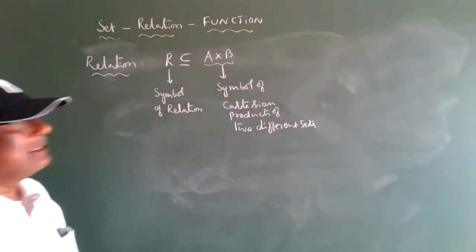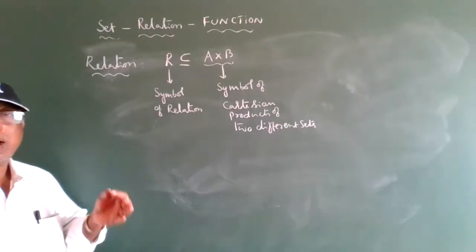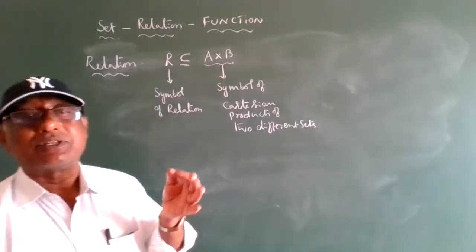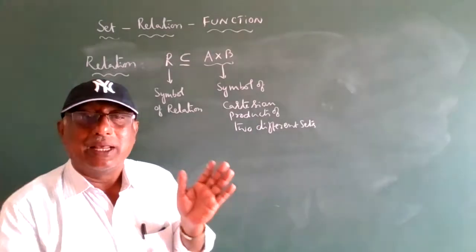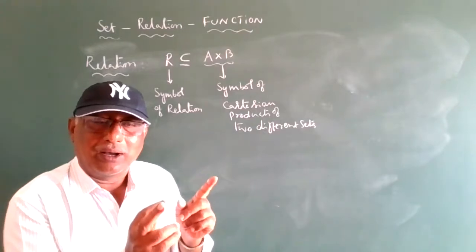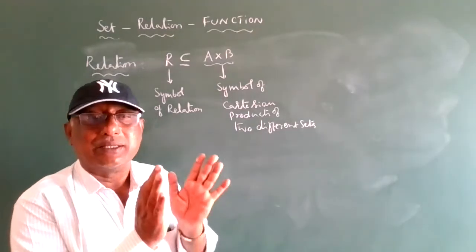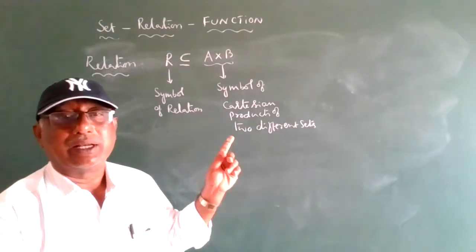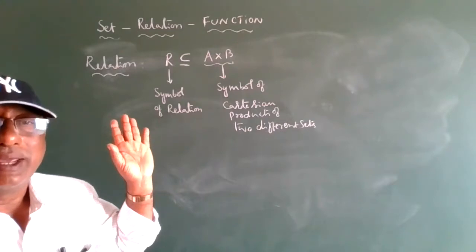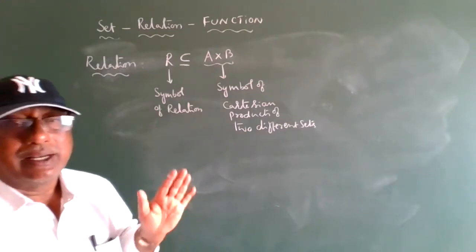So these are the symbols I will write. Our relation means it is a subset of the Cartesian product. Some elements, not all the elements, form a subset. Therefore, R is a subset of A cross B.